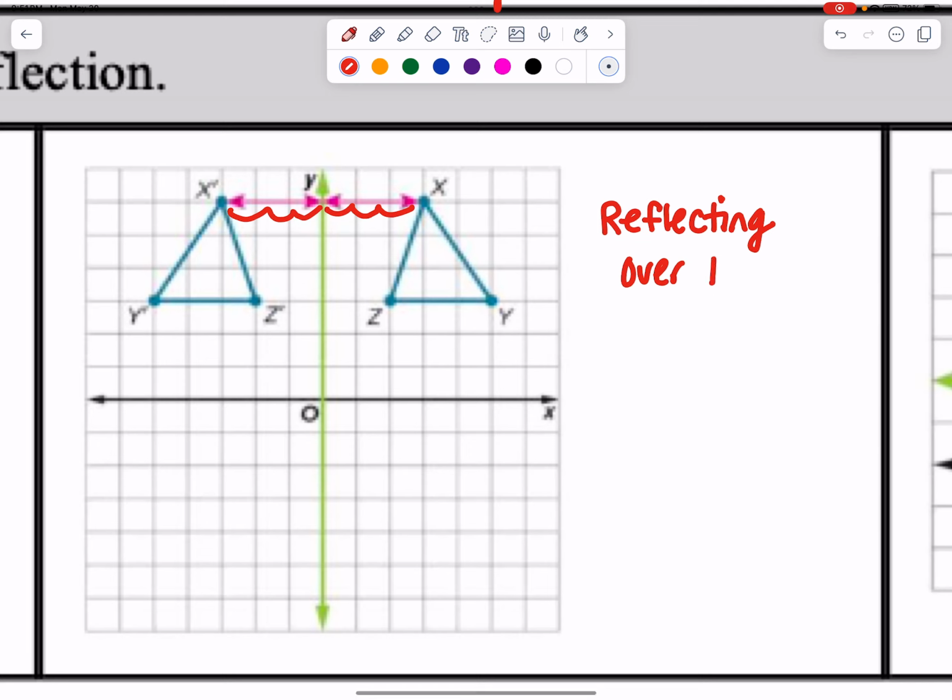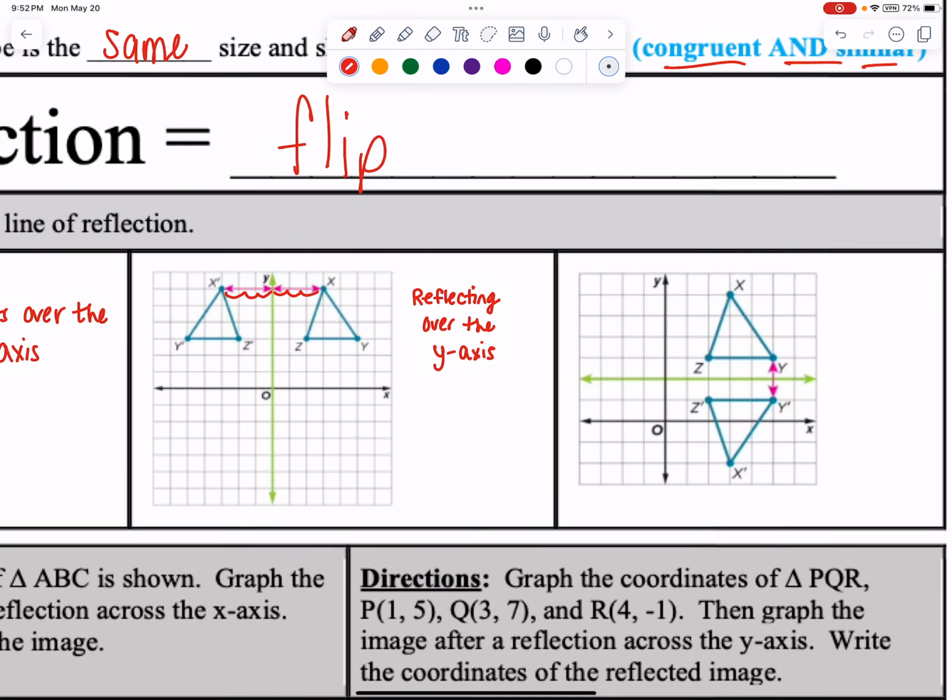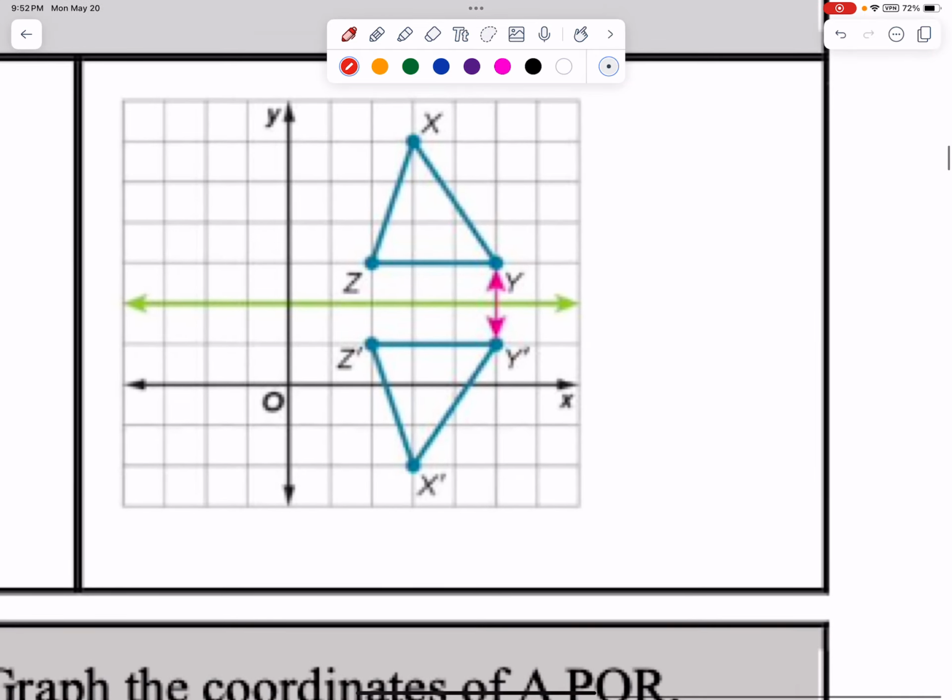over the what? In this case, it's the y-axis. Okay, and then the third one, what is it reflecting over? Okay, you can see that it's 1 away from this point, 1 away from this point. So in this case, it's not really reflecting over the x-axis itself.